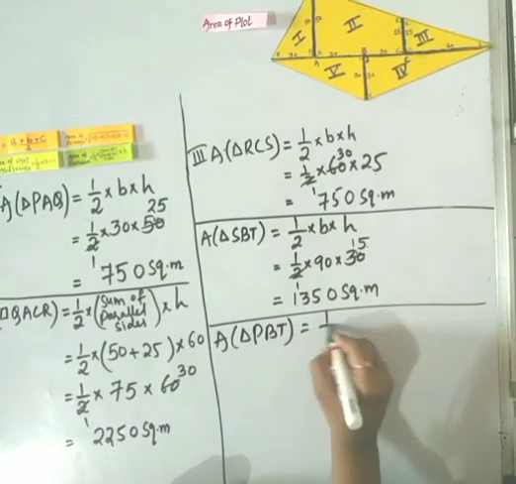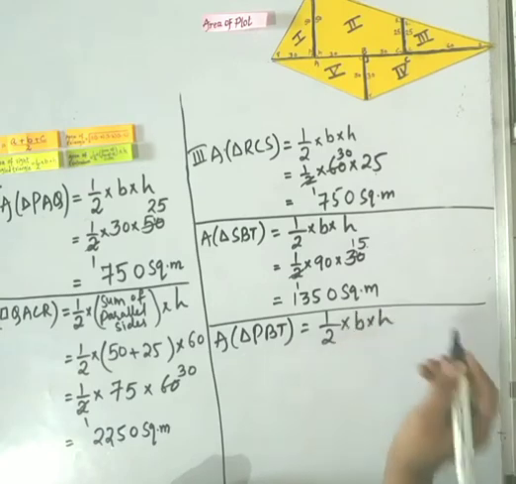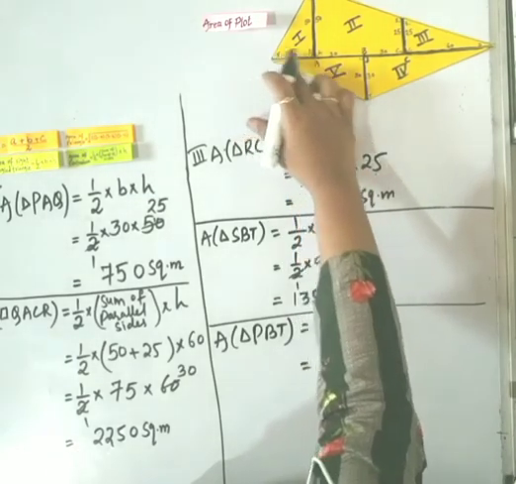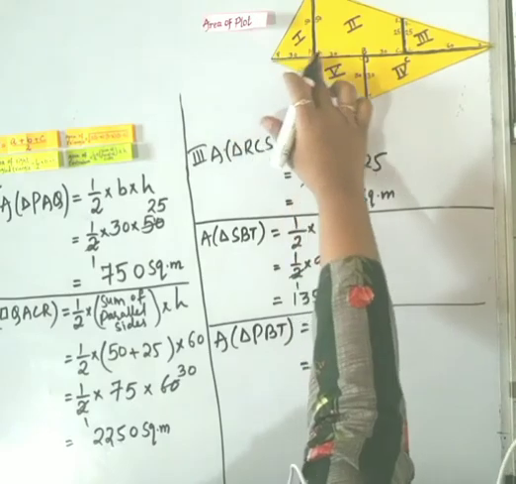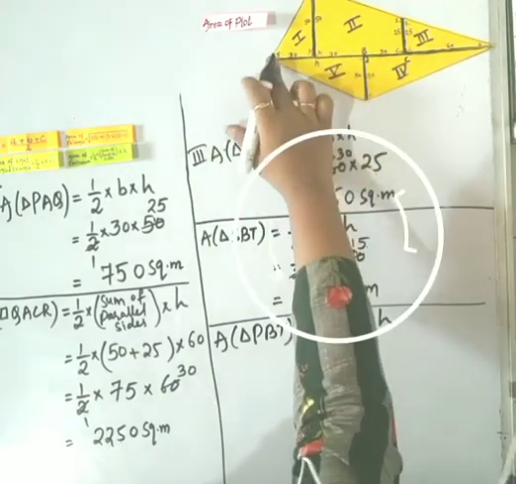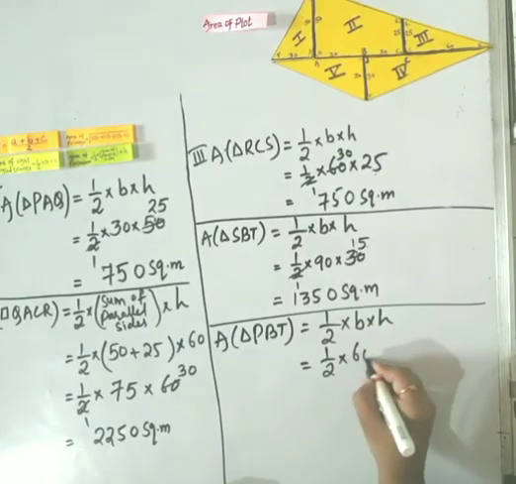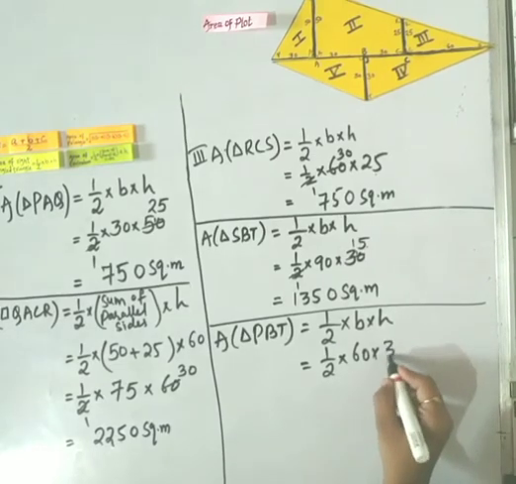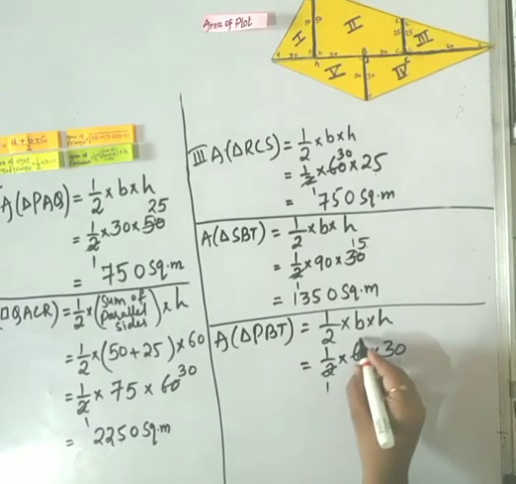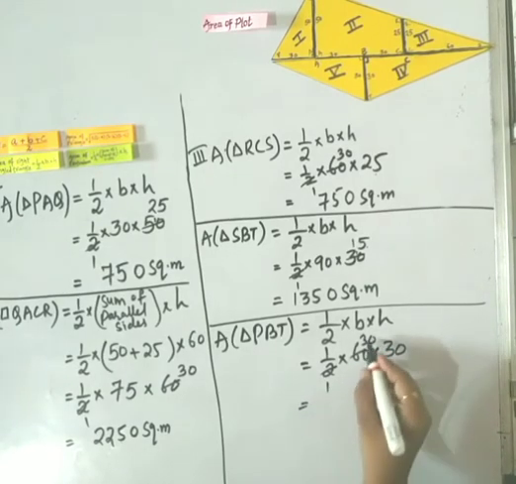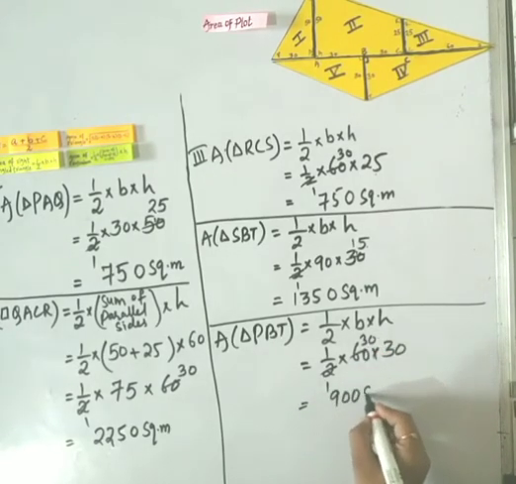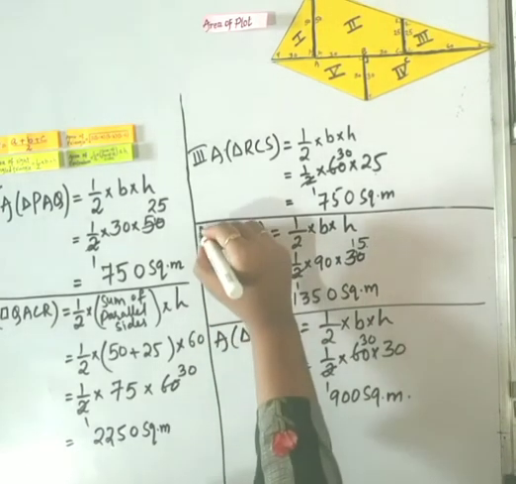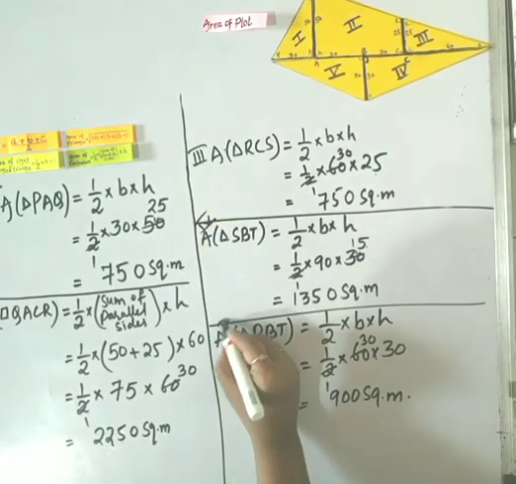PBT is equal to 1 upon 2 into base into height, is equal to 1 upon 2 into, from P to B would be base. The distance from P to A is 30 and from A to B is also 30. So from P to B it would be 60. So base would be 60 into this perpendicular on PB is height, which is given 30. So 2 1s are 2, 2 3s are 6 and 0 will remain as it is. So 30 into 30 will give you 900 square meter. Okay, this is the fourth part and this one is the fifth part.